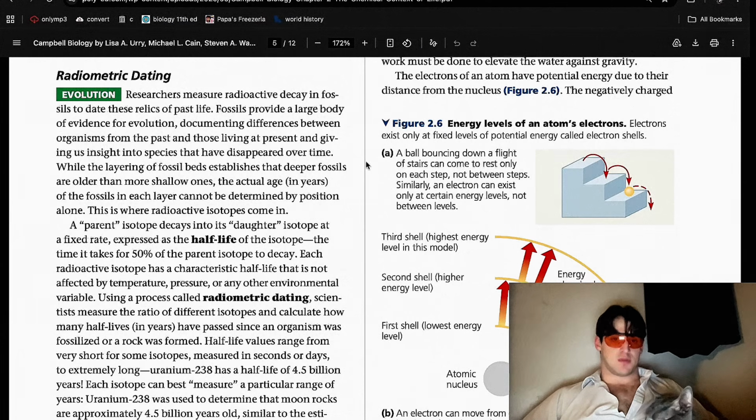Radiometric dating. Researchers use radioactive decay in fossils, this is just what I was talking about, to date these relics of past life. Fossils provide a large body of evidence for evolution, documenting differences between organisms from the past and those living at present, and giving us insight into species that have disappeared over time.